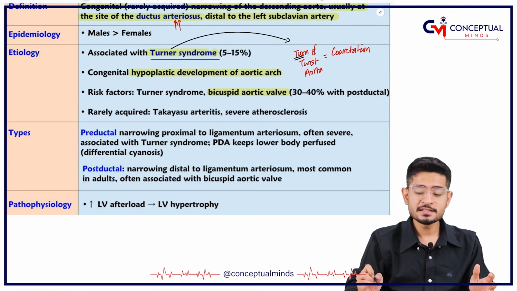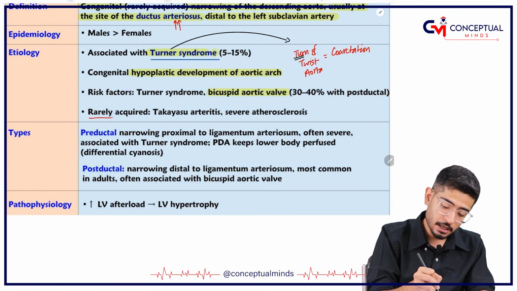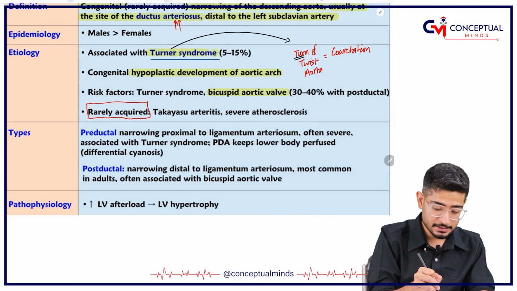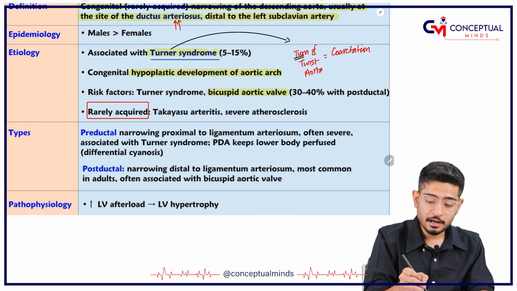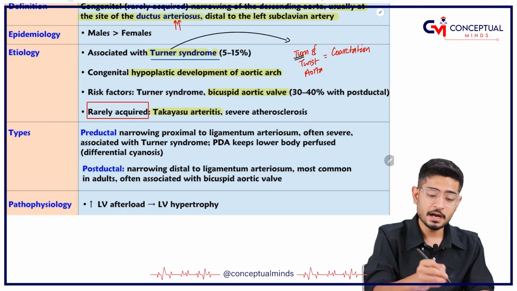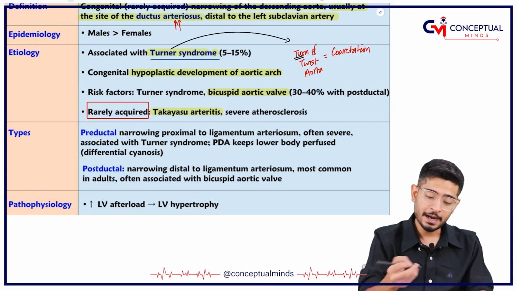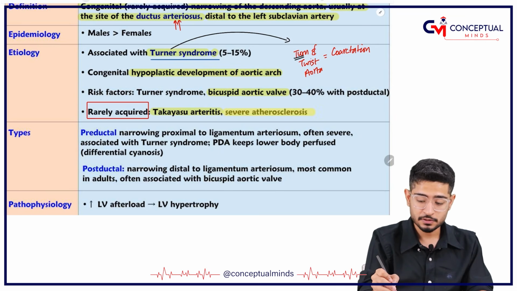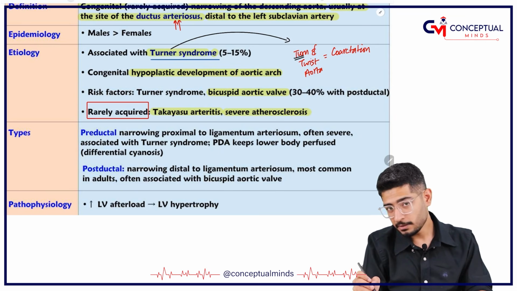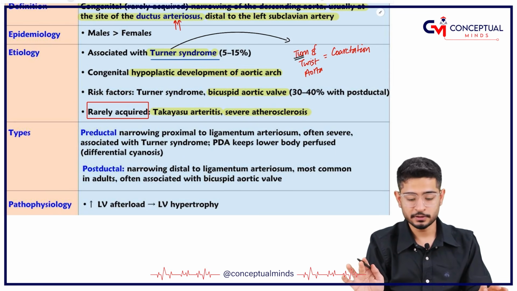There are some acquired conditions also for coarctation, rarely, like Takayasu arteritis. As the name suggests, it is arteritis, inflammation, and that inflammation leads to narrowing of the lumen. Severe atherosclerosis also causes narrowing. So these conditions are also responsible for the same.